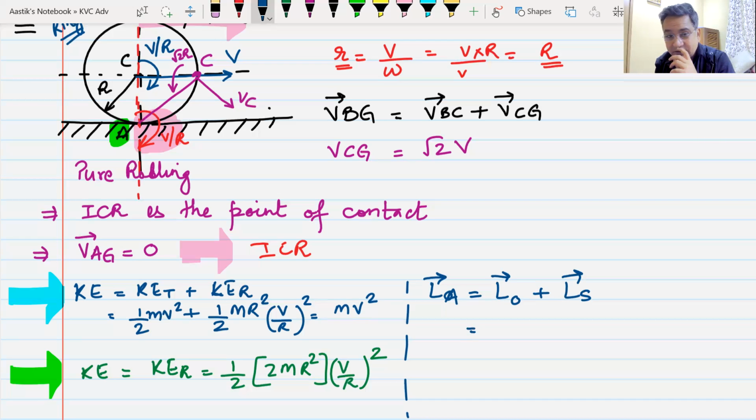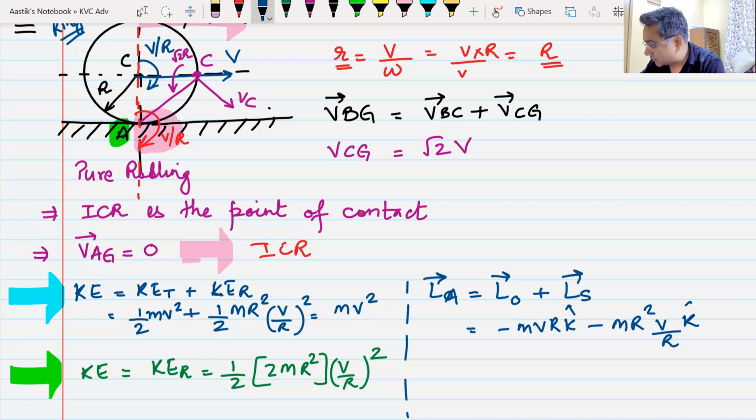To find out the orbital angular momentum, the momentum is mv multiplied by r, and it is along the minus z axis. Yes or no? So it is minus mvr k. Then you can find out the spin momentum: I omega, which is m r square into omega, where omega is v by r, and this angular momentum is also along minus k. Yes or no? So you will get the answer as minus 2 mvr k. Do we understand this? Yes, sir.